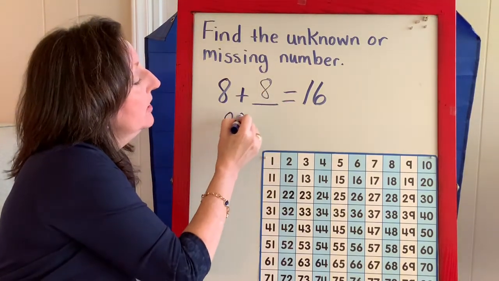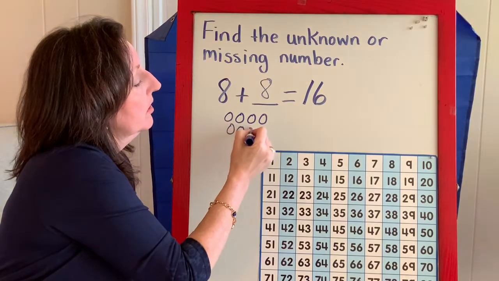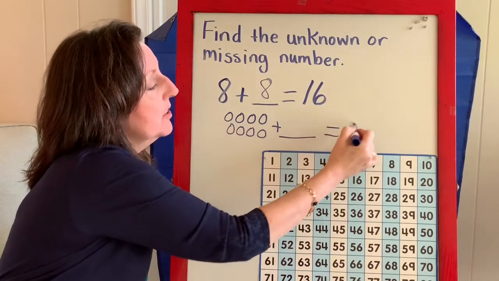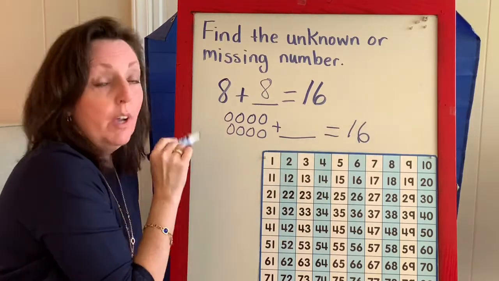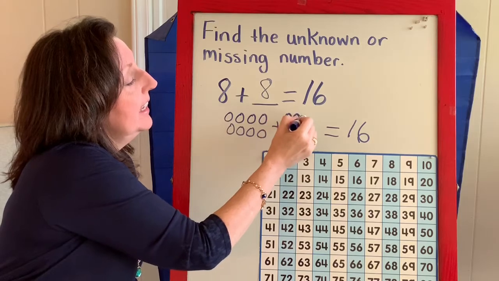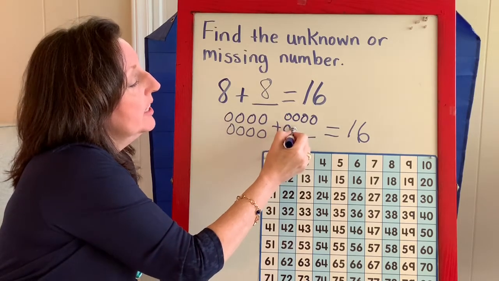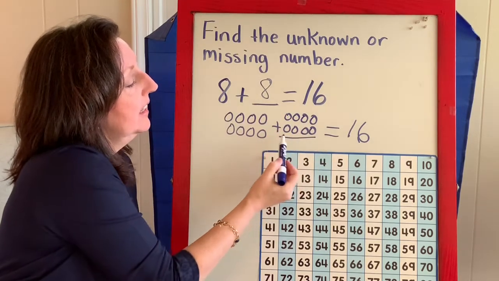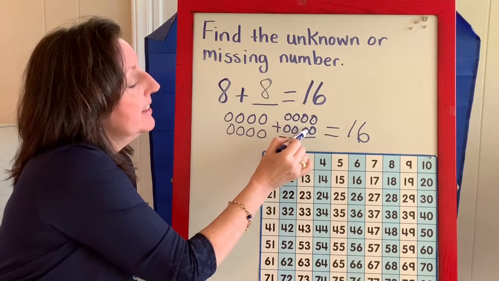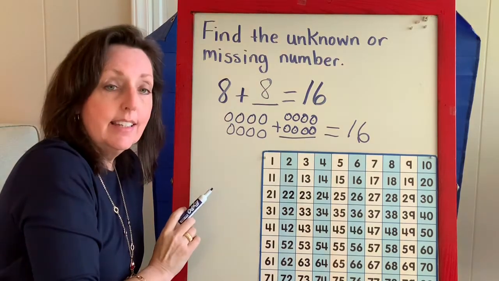You could draw 8 circles. There's 8 plus something equals 16. So it's okay to draw pictures too. What comes after 8? 9, 10, 11, 12, 13, 14, 15, 16. Let's see how many I drew. 1, 2, 3, 4, 5, 6, 7, 8. 8 plus 8 is 16.